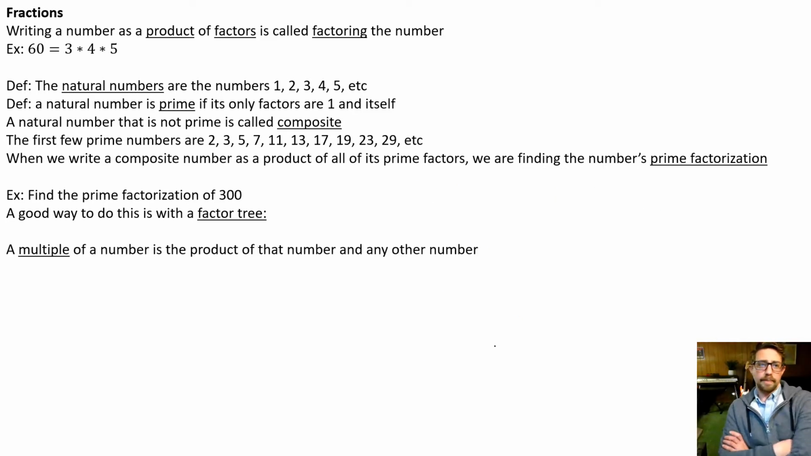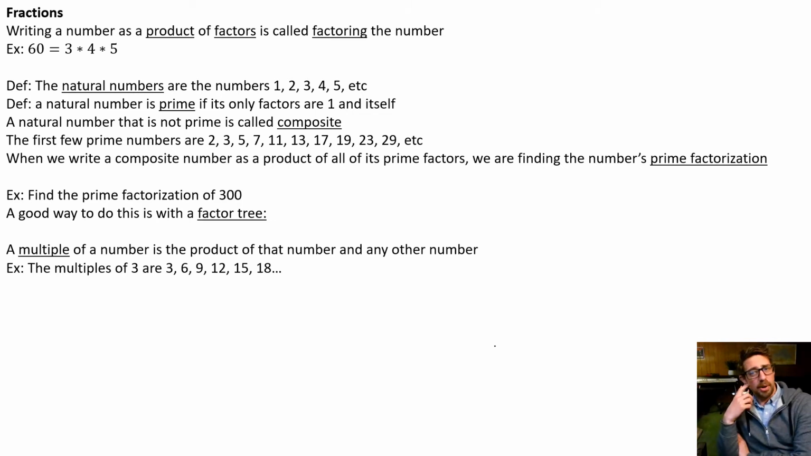More definitions. A multiple of a number, a natural number, is the product of that number and any other number. All the stuff we're talking about right now only applies to natural numbers. So it's not redundant of me to say that, but I don't need to say it. So that's pretty simple. So it's easy to list out multiples of certain numbers. The multiples of 3 are 3, 6, 12, 15, 18, so on and so on and so on, right? 660 is a multiple of 3.